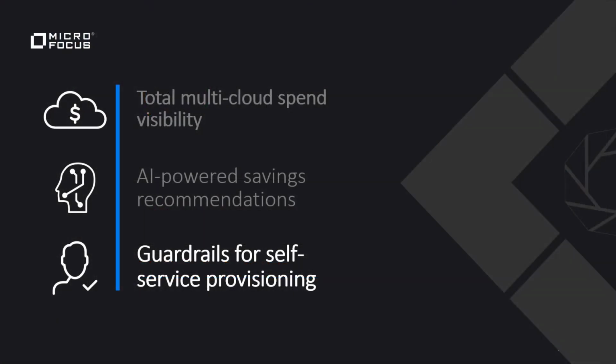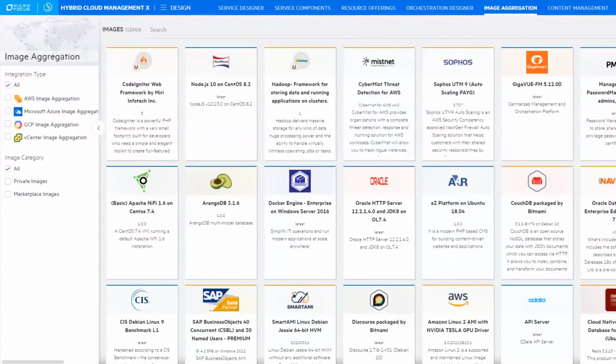Now, let's talk about another important feature, guardrails for self-service provisioning. Developers may frequently over-provision cloud resources or select expensive configuration options. These are all major contributors to cloud overspend. The good news is that HCMX FinOps Express allows you to put controls in place to proactively prevent excessive provisioning.